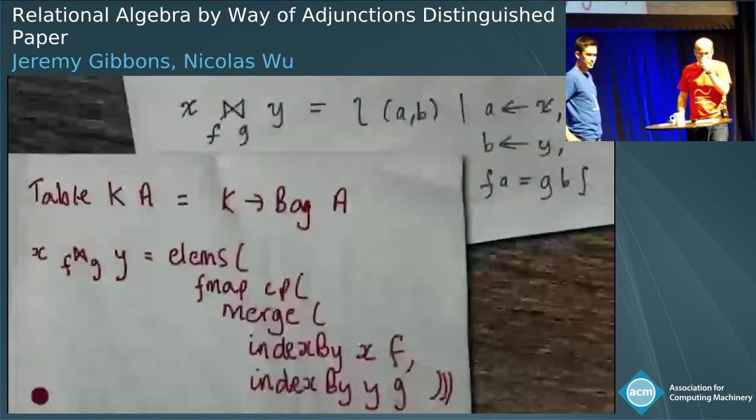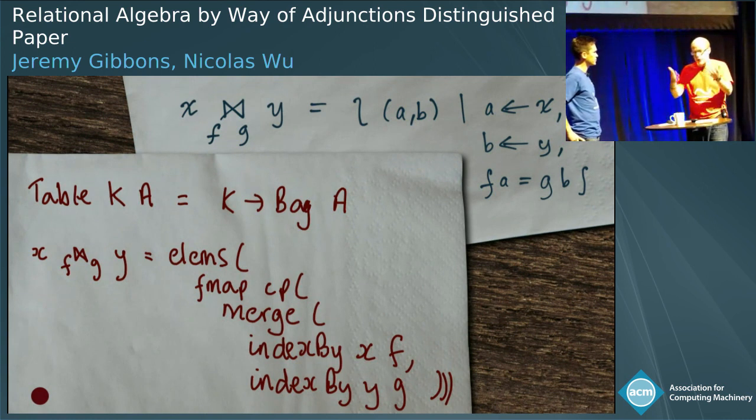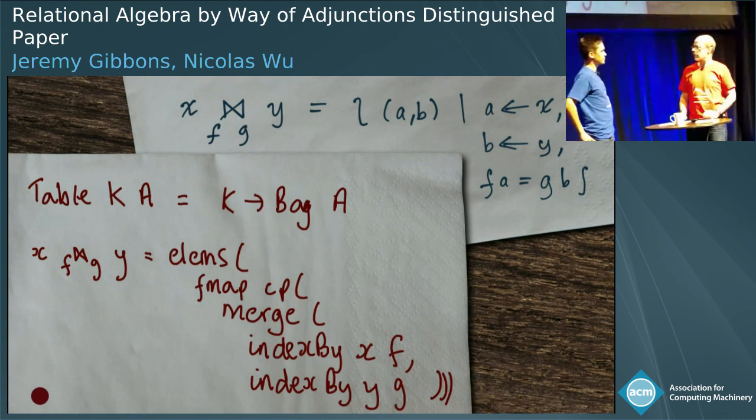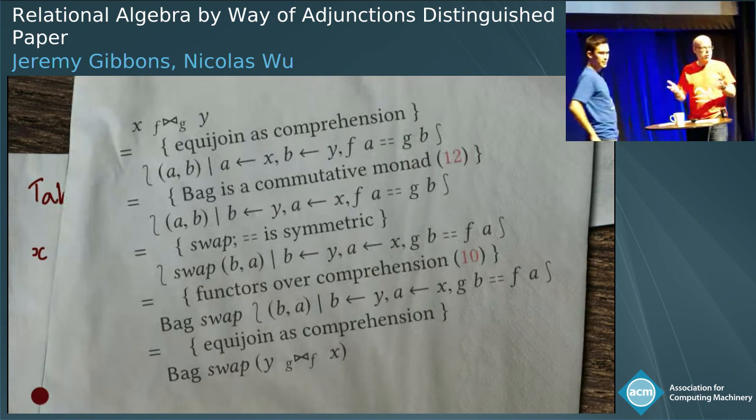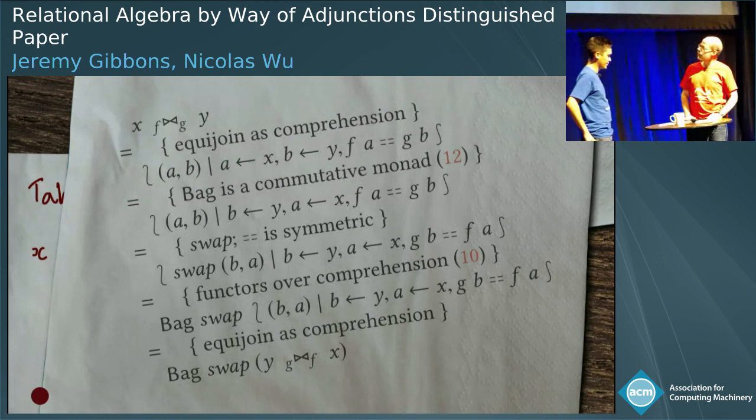But it's good that there are both of these things, because there's an efficient implementation that runs nicely, but you have a nice clean specification that is actually more convenient for equational reasoning. So here's a proof that equijoin is commutative up to fiddling with the tuples.